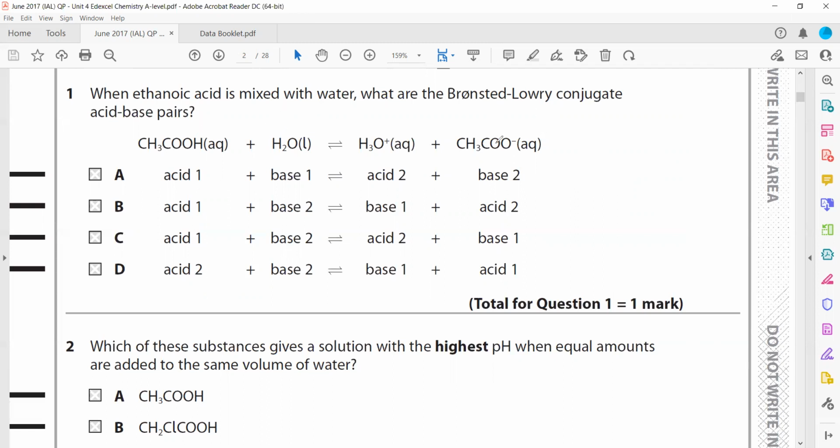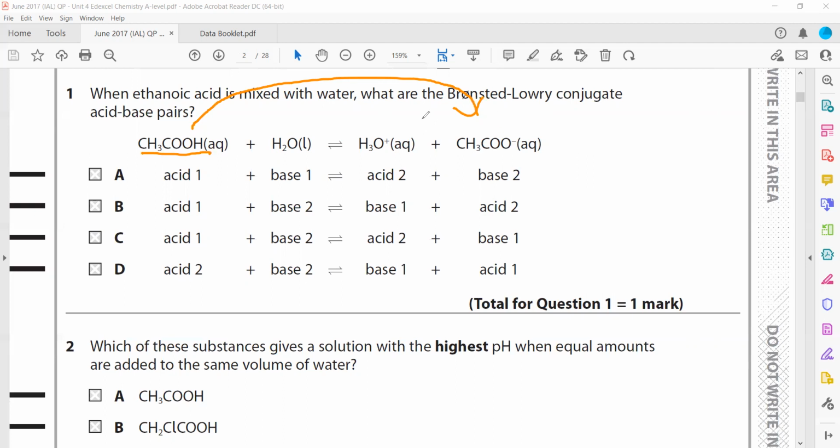CH3COOH becomes CH3COO-. So this is a forward reaction. So CH3COOH is donating a proton. If a substance is donating a proton, what do we call it? We call that an acid. And H2O, so for the conjugate acid-base pair, because in the reverse reaction we are finding a pair.